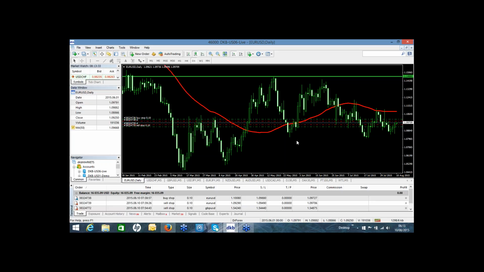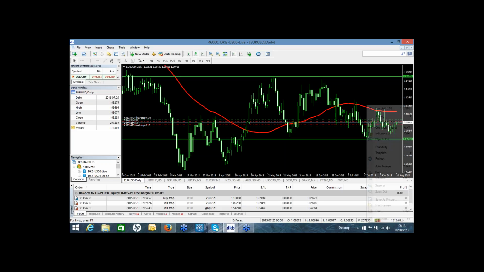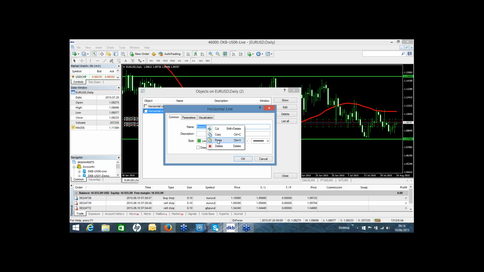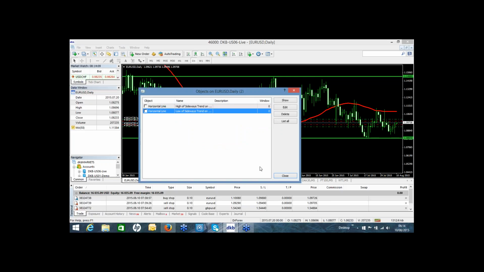So that's the higher point, and then let's see which is lower of these two points. So that low there is 0818, and that low is 0807. So I'll go with 0807, the lowest point. 0807. There we go. And now we have the low of the sideways trend on the daily chart. There we go.